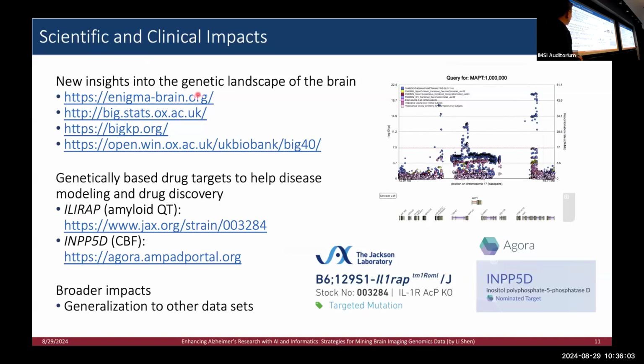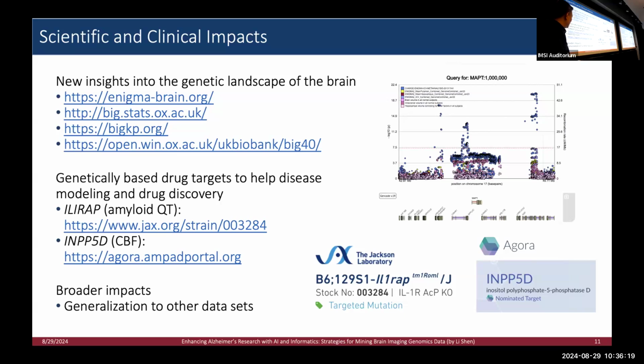We have ENIGMA, Paul Thompson, and also the UK Biobank, where Hongtu and Bingxin did a lot of analysis. They also shared the summary data, and these are very valuable resources. We actually use them in a lot of subsequent analysis.